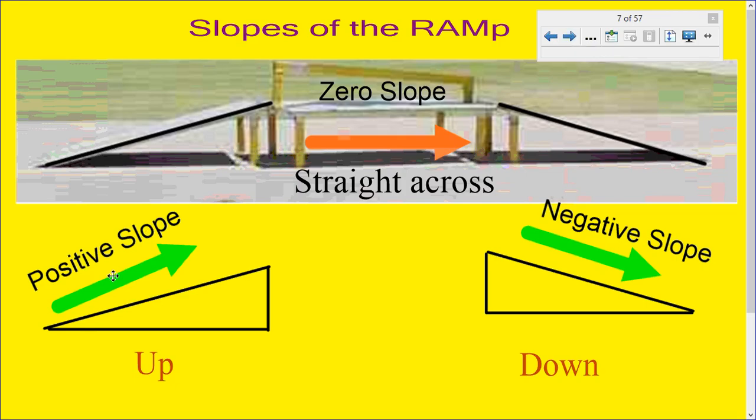So we're going to deal with basically two slopes when you're going up the ramp. So that's called the positive slope because it's going up. There's another slope that goes down when you go down the ramp, and that's called the negative slope, going down. There's a third slope which is going straight across, and that's called the zero slope. We'll talk about that later.